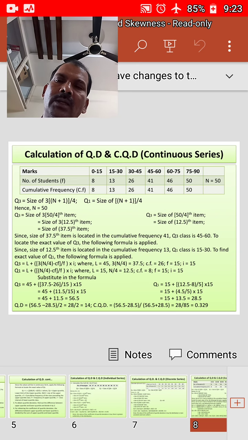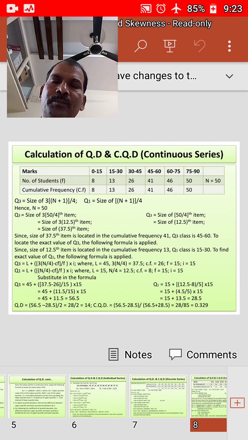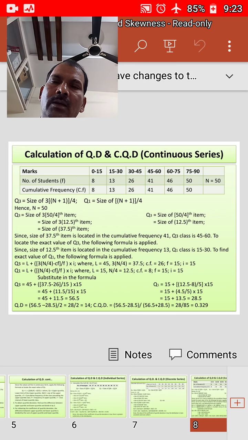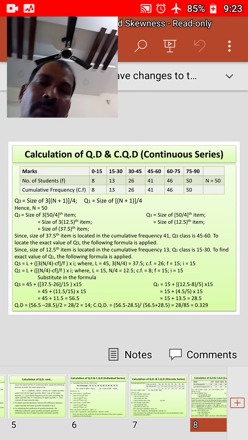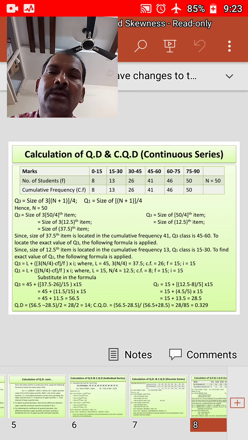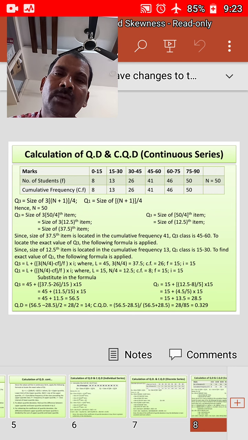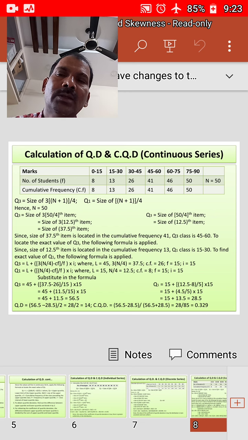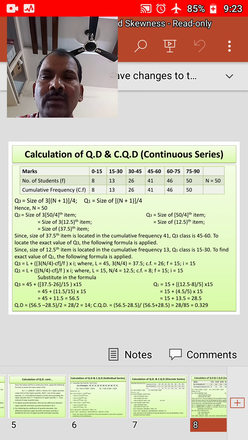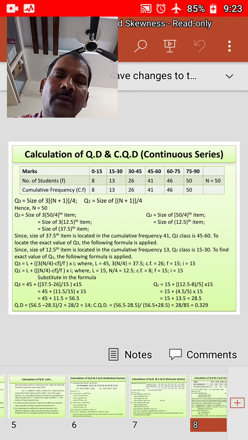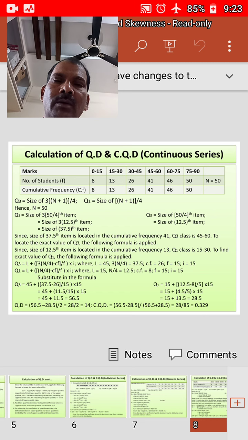Q3 is the size of 3 into n by 4th item, and Q1 is the size of n by 4th item. We are not using n plus 1 here, whereas in individual series and discrete series we have. To locate Q3 there, we use 3 into n plus 1 by 4th item, but in continuous series Q3 is size of the 3n by 4th item, and for Q1 size of n by 4th item. N is the number of frequencies from the given series, that is n is equal to 50.